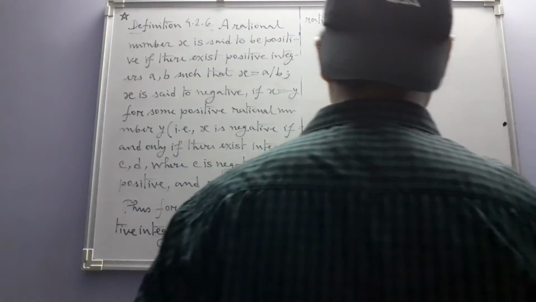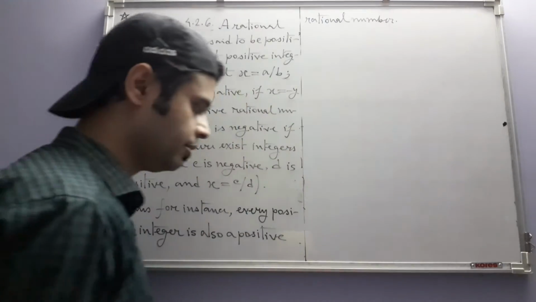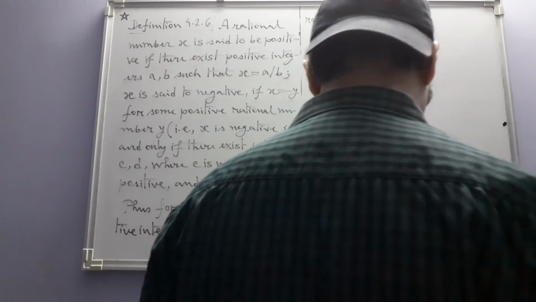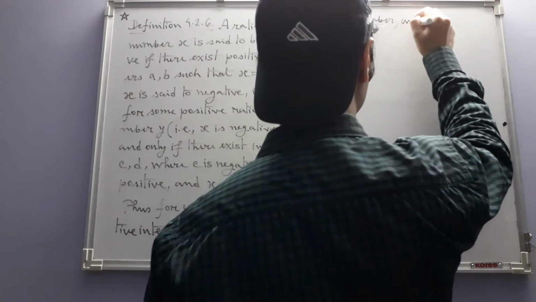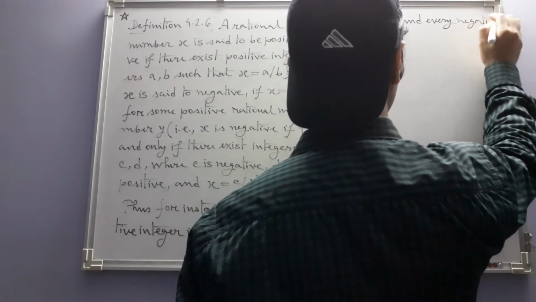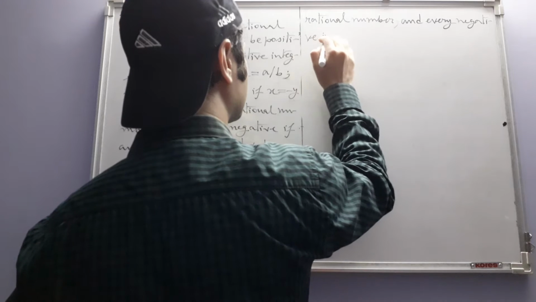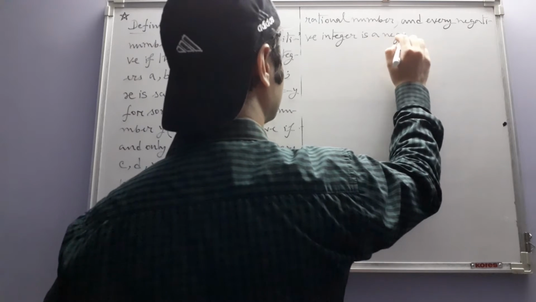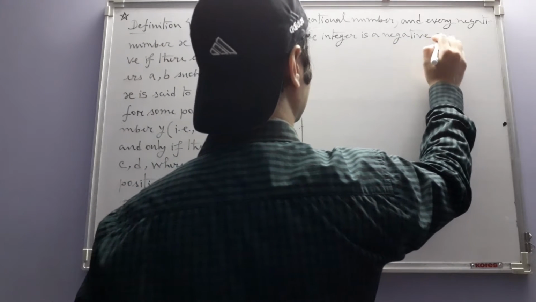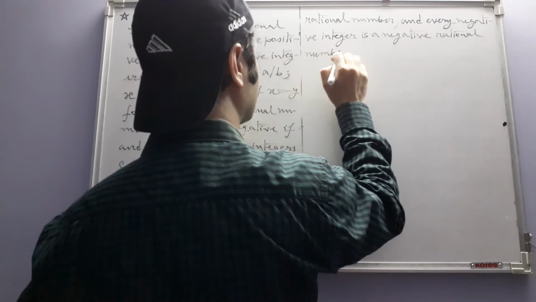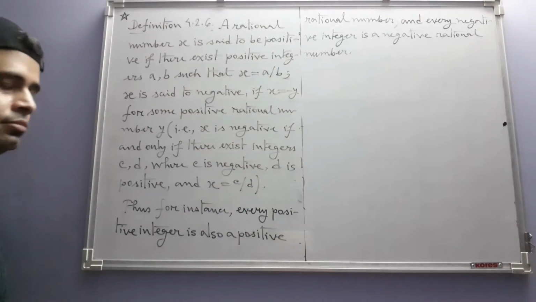So the categorization of rational numbers into positive, negative and 0 is consistent with the similar categorization for integers, and we will write like this. And every negative integer is a negative rational number. Okay.